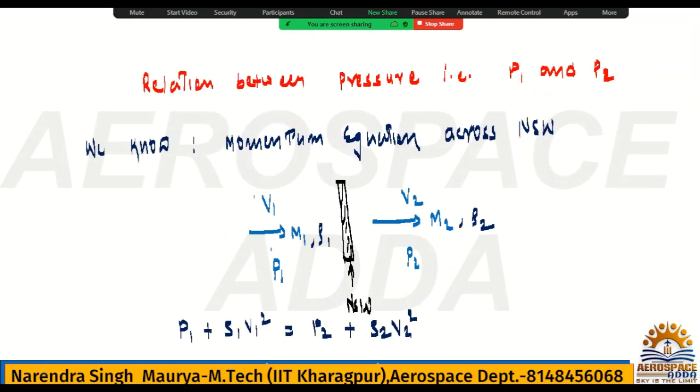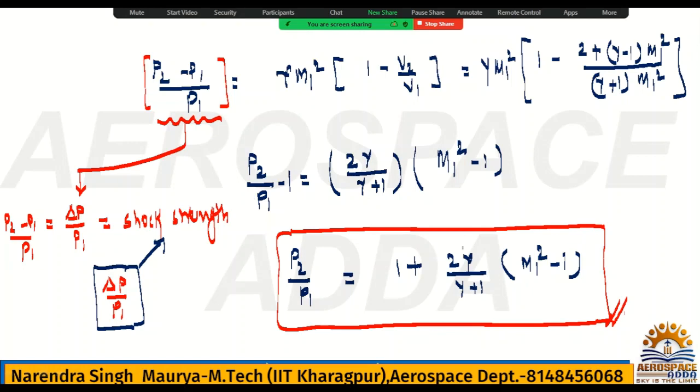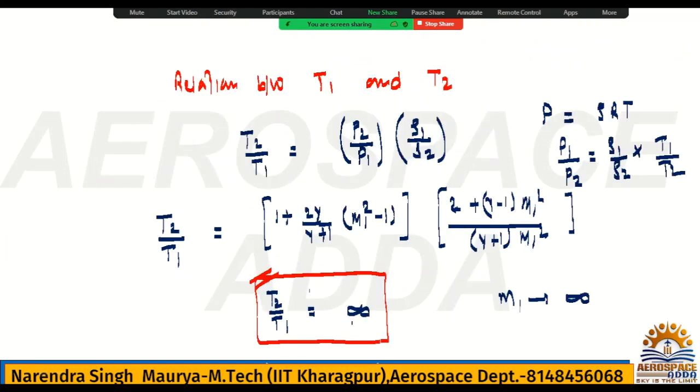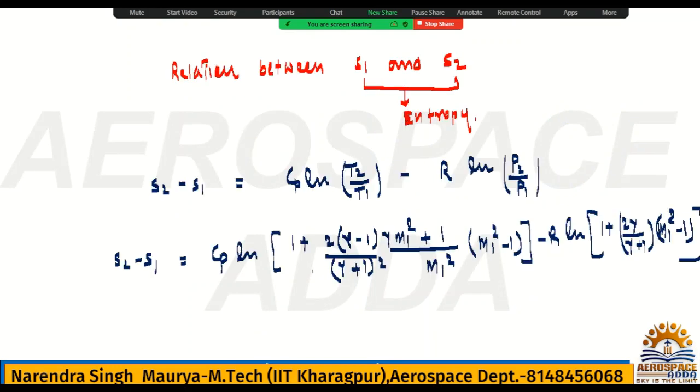Similarly here also, in the P2 by P1, it is already 1 plus something. Even for M1, whatever value greater than 1 you write, you will get something, and that value will be added to 1, so it already becomes greater than 1. So P2 by P1 greater than 1 means P2 will be greater than P1. That table I had shown you, I told you the table will be verified by the formula. So P2 by P1 is 1 plus something, and if you add something to 1, it will be greater than 1. Hence T2 by T1 is greater than 1, hence T2 greater than T1. Similarly, P2, T2 and rho 2 are all greater than P1, T1 and rho 1 respectively.